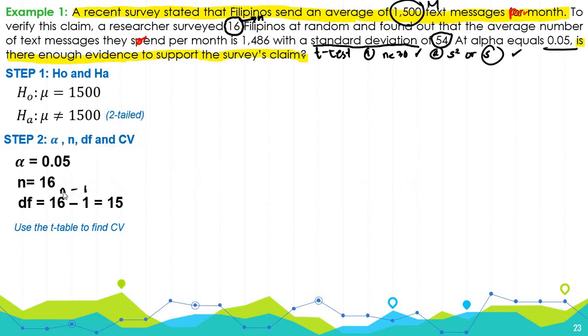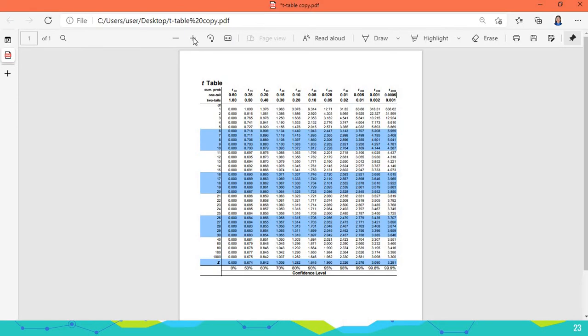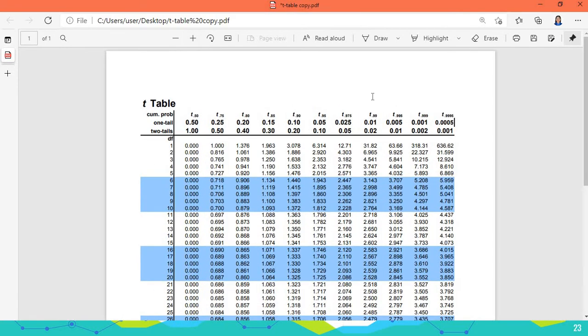Now I will be going to the part where we are going to use the t-table. So this is our t-table, and at this point, you will learn how to use the t-table. So basically, what information do we need to be able to use the t-table? Based on the given a while ago, we know that the type of alternative hypothesis that we constructed is two-tailed or non-directional. We also identified the value of alpha, which is 0.05. And lastly, we know the degrees of freedom, which is 16 minus 1, which is 15. These are the essential information that we need to know the critical value.